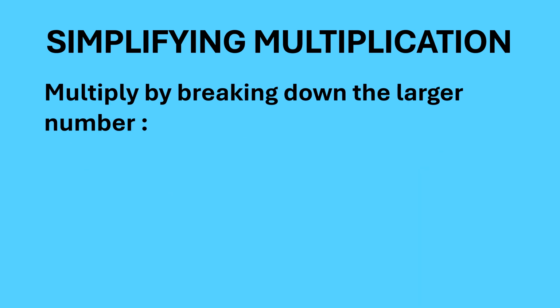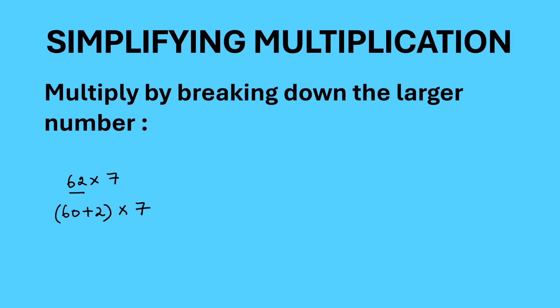The second strategy that we'll discuss involves breaking down the larger number that you're multiplying. This strategy can be applied when your problem involves a number close to a multiple of 10. Let's say you want to do 62 times 7. We know that 62 is close to 60, so we break down 62 as 60 plus 2 and we do the multiplication.